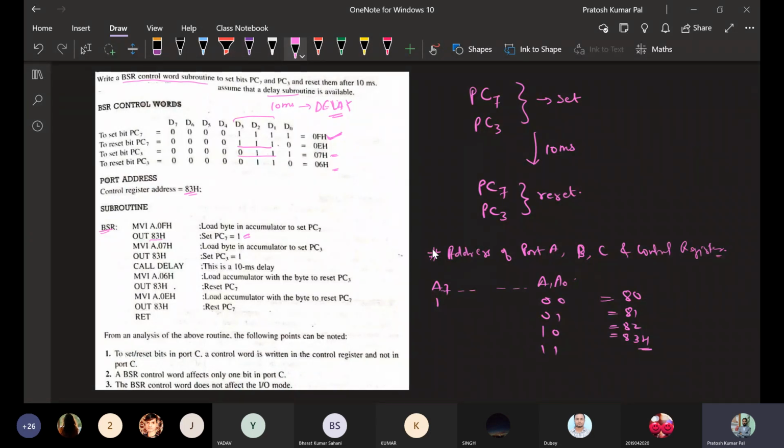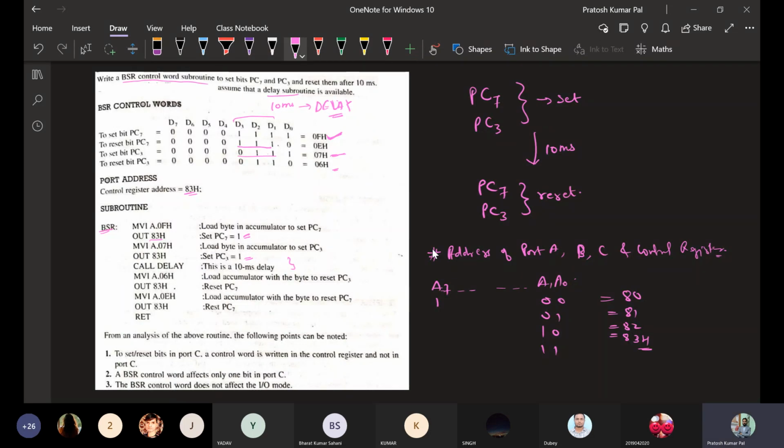So we will be moving 07H to the accumulator, and it will be sent out to 83, that means the control register. Now the control register value is 07H. This will set the PC3. Okay, and these two bits will be set for 10 milliseconds. So we will call a delay, because a delay subroutine is already available. If a delay subroutine is not available, we have to write a separate program to make a 10 millisecond delay.